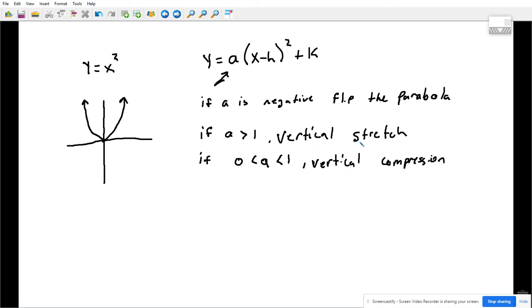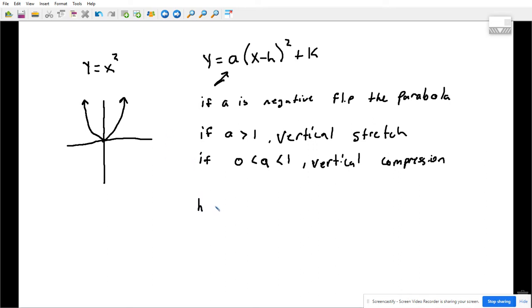So all I'm doing, A tells me one of 3 things. If it's positive, the graph goes up. If it's negative, it flips and goes down. Okay, so if it's negative, the graph will go down. If this A is greater than 1, we would say that the graph has a vertical stretch or it gets skinnier. If it's a fraction, which is less than 1 or greater than 0, we will say that it has a vertical compression. Okay, those are all the effects that A has on the graph.